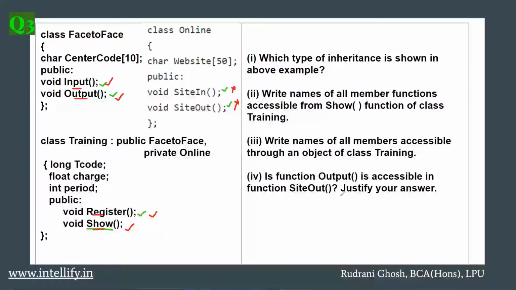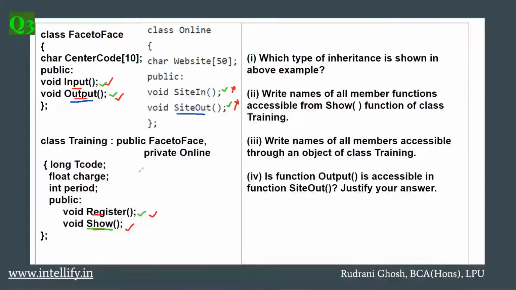The fourth question asks, is function output accessible in function site out? Justify your answer. See, directly there is no link between face-to-face and online class. But using multiple inheritance inside class training, both are present inside class training. The only difference is site out is private in nature inside training and output is public in nature inside training. Since both are already present inside class training after inheritance, we can easily say that they can be accessed using an object of the face-to-face class because it is a public member.